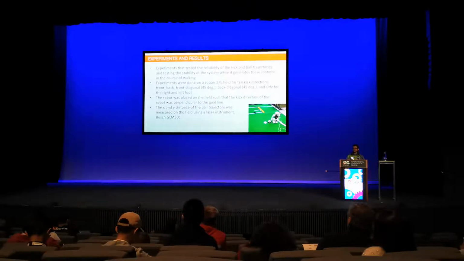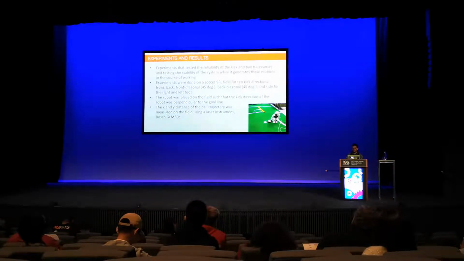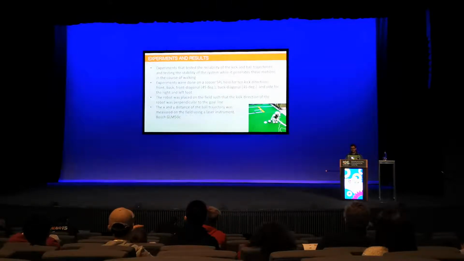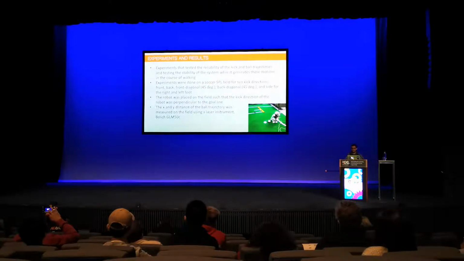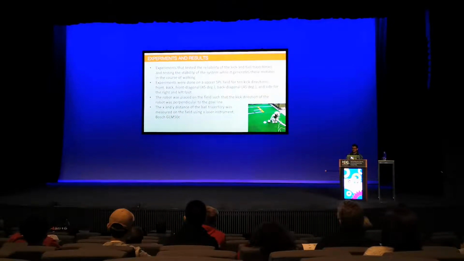The experiments were done in a soccer SPL field for 10 kick directions: front, diagonal, back diagonal, and side for the right and left foot. By diagonal, we mean 45 degrees, but in either case, you can generate any angle. The experiments were done with SoftBank's NAO V4 robot, and it was placed on the field such that the kick direction was perpendicular to the goal line. For example, for the front kick, the robot was placed facing the goal, and for the side kick, the robot was placed parallel to the goal line. For all kicks, the robot was placed by the half line.